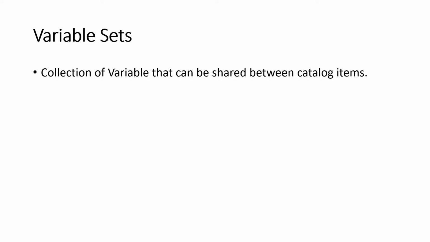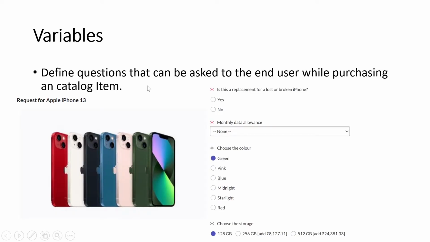It's pretty easy. Variable sets are nothing but a collection of variables that can be shared between catalog items. For example, you have created a catalog item. Let me go back to the previous picture. This is an iPhone catalog we have. Suppose you have created a catalog for the Samsung phone, and maybe for other companies like Vivo, Redmi, Realme, all this. For example, take the choose the storage question. You want to ask this question for all of these different categories, like the iPhone, the Samsung, and the Realme or Redmi.